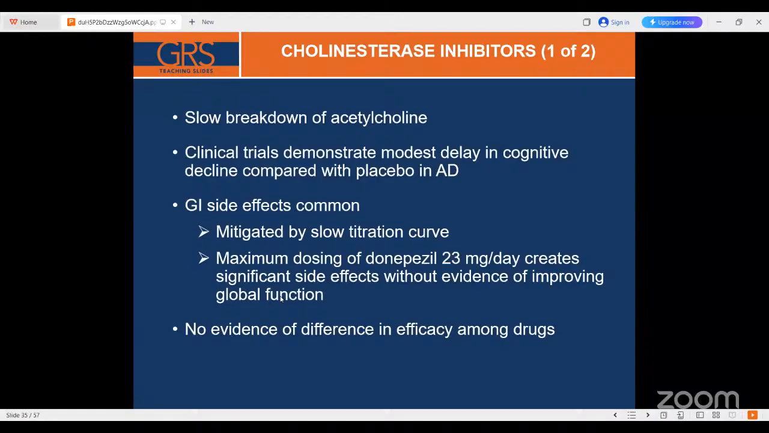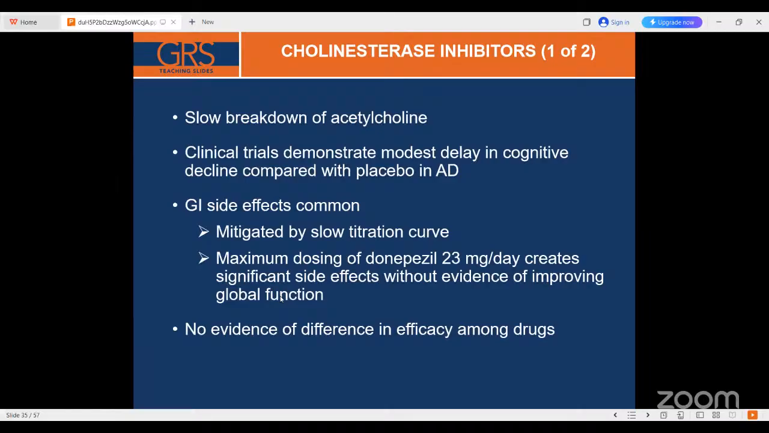So a cholinesterase inhibitor slows down the breakdown of acetylcholine. Clinical trials demonstrate a moderate delay in cognitive decline compared with placebo in Alzheimer's disease. It has GI side effects, but we can use a slow titration. The maximum dosing of donepezil is 23 milligrams per day. Higher doses create significant side effects without evidence of improvement of the global function.